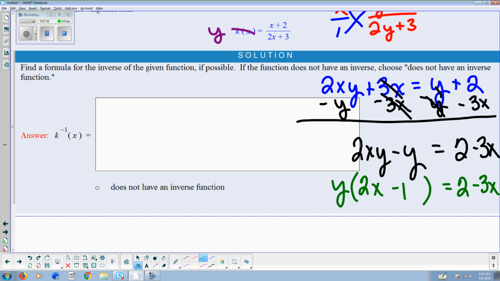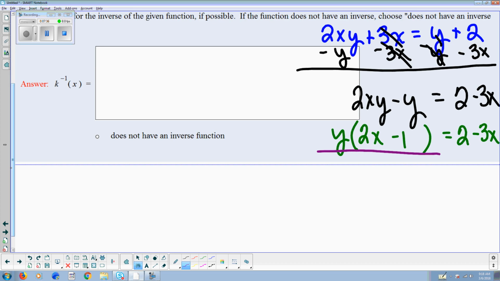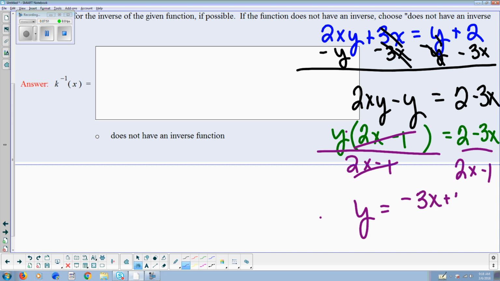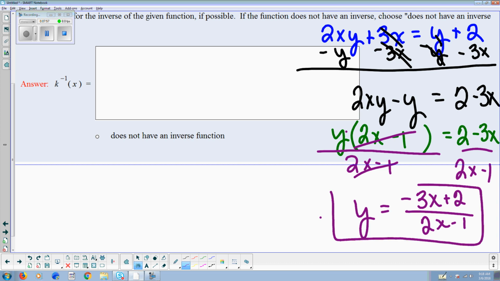And last, to get the y isolated, I undo multiplication with division. So divide by quantity 2x minus 1, divide by quantity 2x minus 1. That gets the y alone. I think I'm going to turn that numerator around and write that as negative 3x plus 2 over 2x minus 1. It's not wrong the other way. I just like the way that looks better.